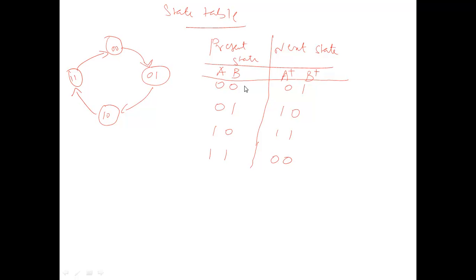Now you have also decided how many flip-flops you want. As you have 4 states, you have to use a minimum of 2 flip-flops. So we are using 2 flip-flops. The names of the flip-flops are A and B. Now the next step is you have to find out the inputs. You have to decide on the flip-flop.